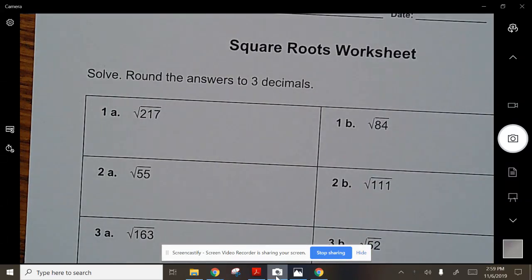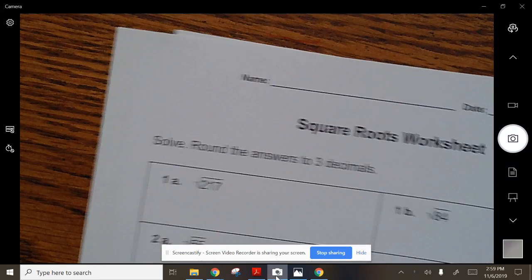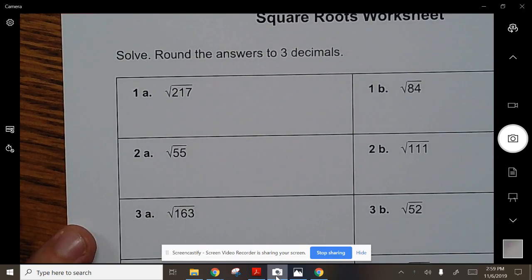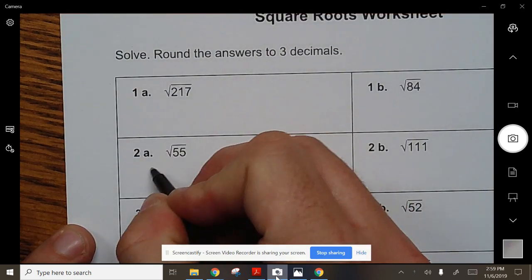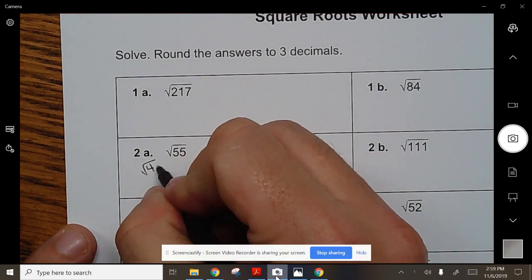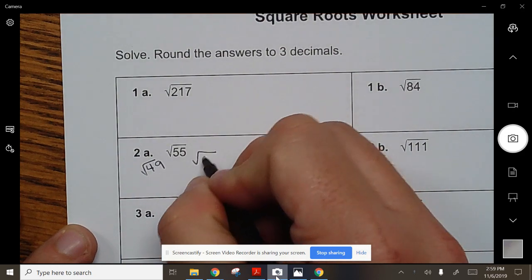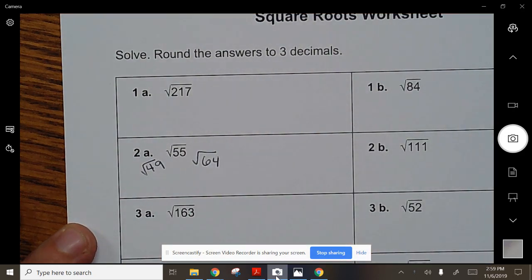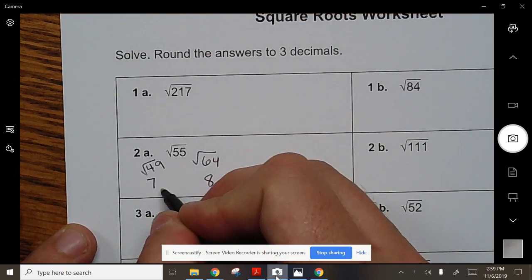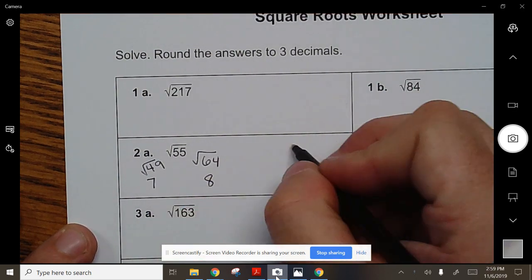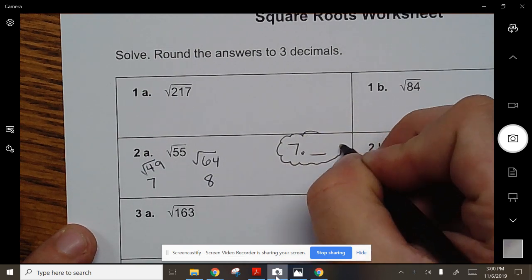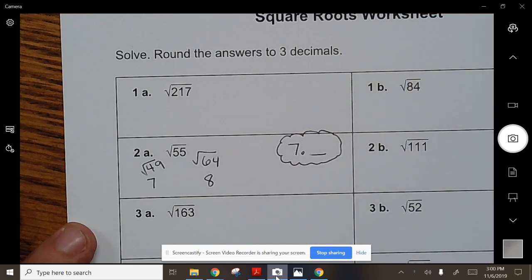All right, let's look at number 2 to begin with, 2a. If we're going to do this part first, we have to figure out which two perfect squares surround 55. So it'd be the square root of 49 and the square root of 64. That's going to be 7 and 8, so the answer falls in between these two. Your final answer is going to be 7 point something, and we're trying to figure out what it is to the 10th without a calculator.